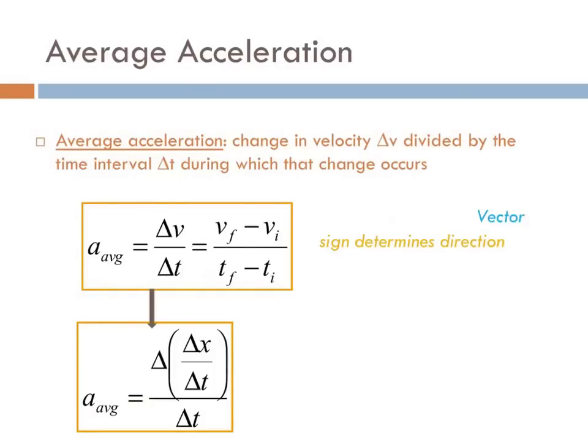So this entire time we've been talking about speed and velocity, but remember that we can also talk about average acceleration. So our average acceleration is our change in velocity divided by our change in time. Remember that we are talking about a vector here. So final velocity minus initial velocity over final time minus initial time.